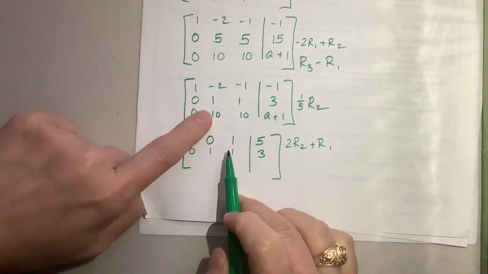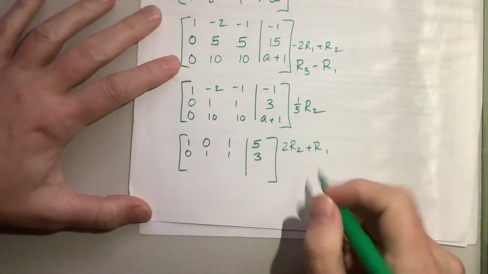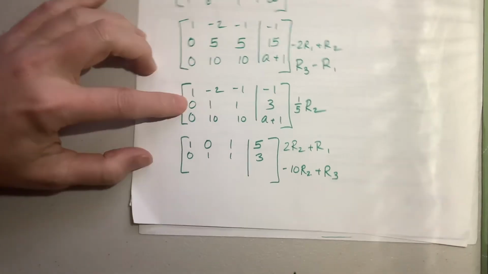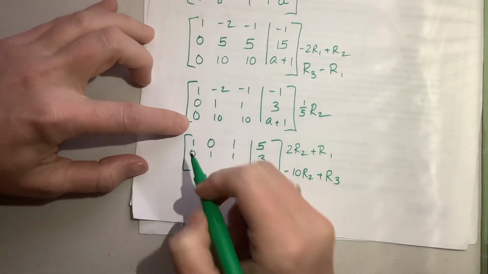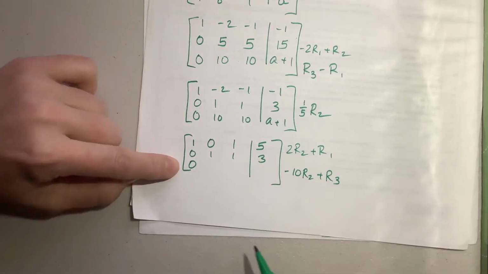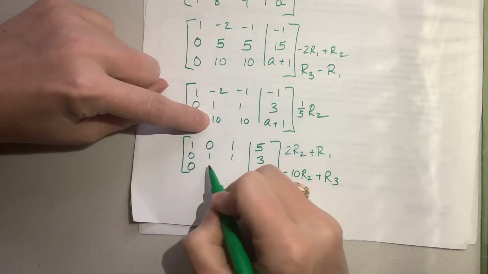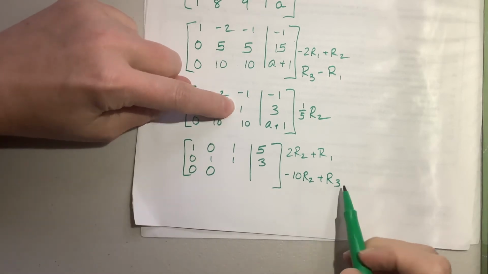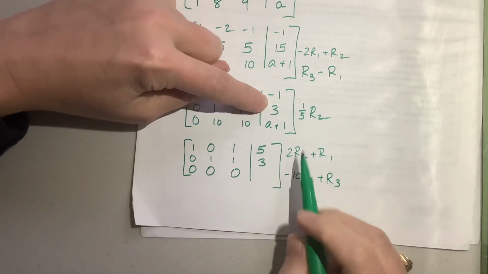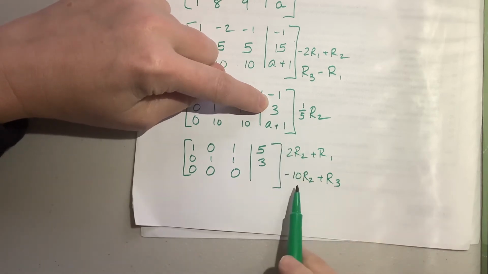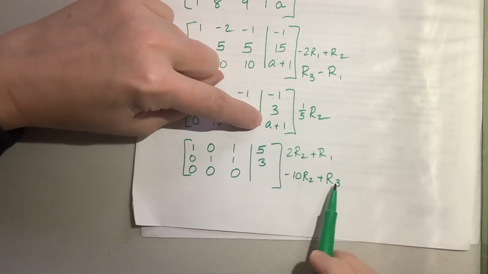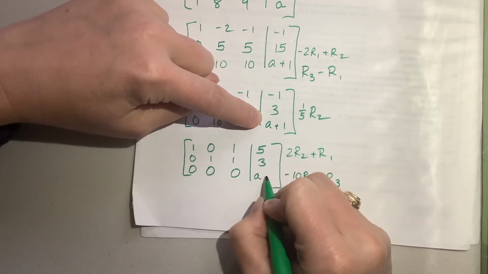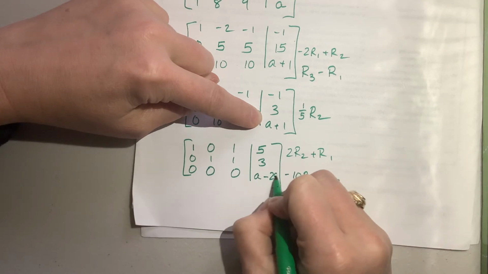Okay, and now I want a 0 right in this placement. So I'm going to say -10 times row 2 plus row 3. -10 times 0 is still 0, plus 0 is still 0. It's so nice to hang on to these zeros. Okay, so -10 plus 10 is 0. -10 plus 10, oh, that's interesting, is 0. This becomes -30, right? -30 plus a +1 is a -29. So this becomes A minus 29.